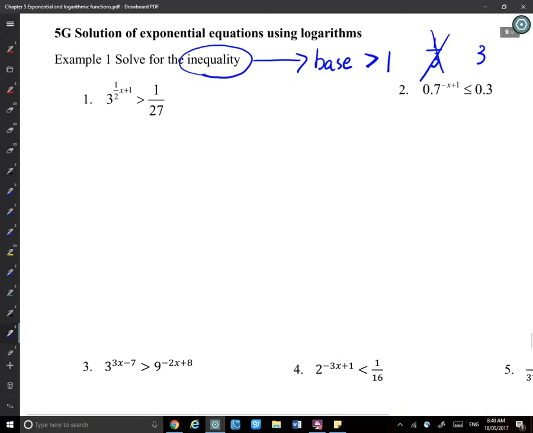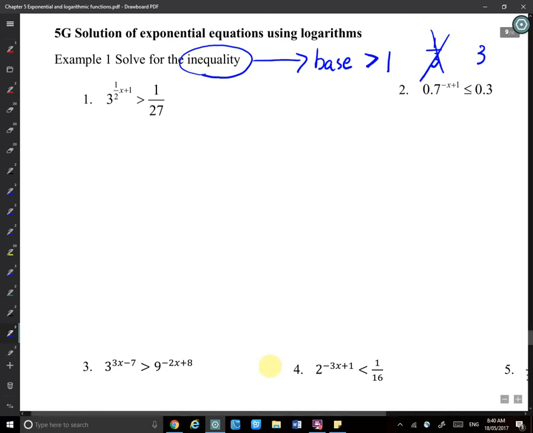Let's have a look at, just for example, this question. You have 3 and 27. You know your base can be 3 or can be a third. So now I want to make the base 3. So this side will stay the same: 3 to the power of a half x plus 1, greater than 3 to the power of negative 3.